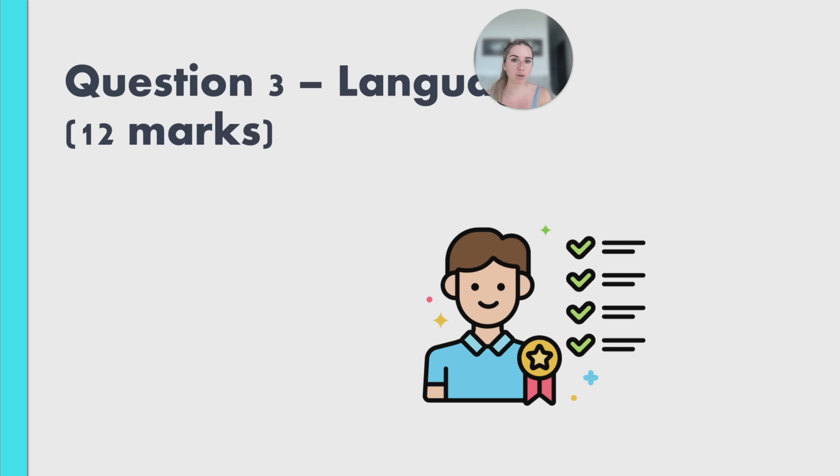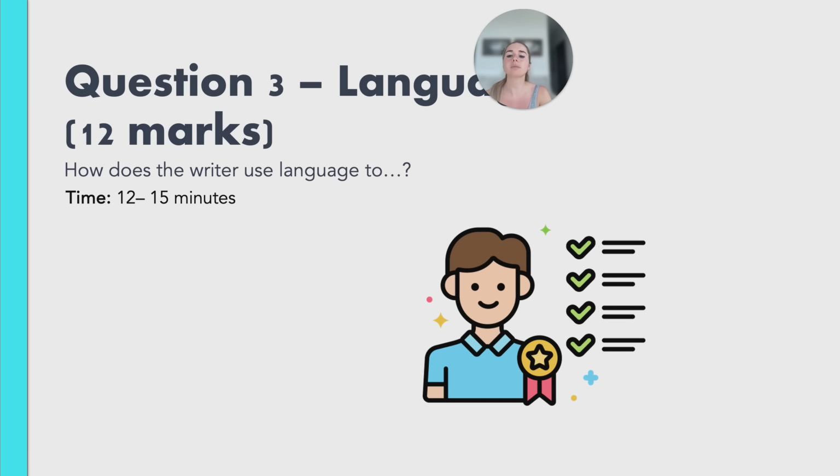This is the language question. This is the exact same question as language paper 1, question 2, but it's worth more marks. This is 12 marks rather than 8 marks. So we've got to do a bit more for this. It'll be, how does the writer use language to describe the T-Rex, the job, her emotions, whatever it is? The time is 12 to 15 minutes on this.